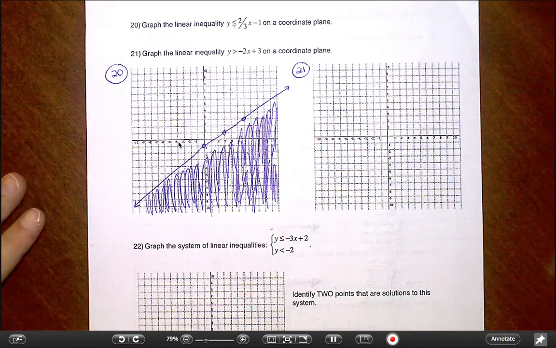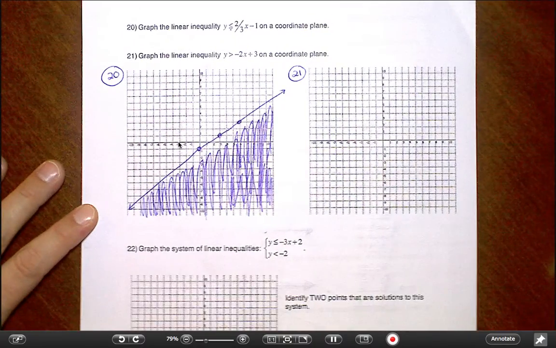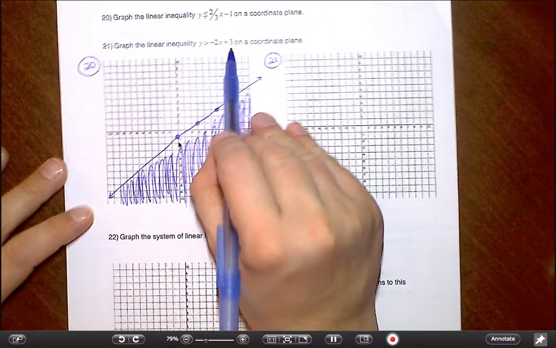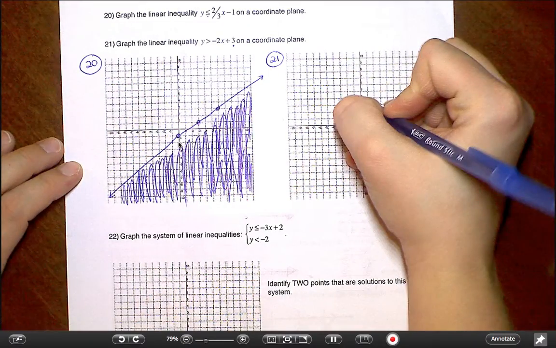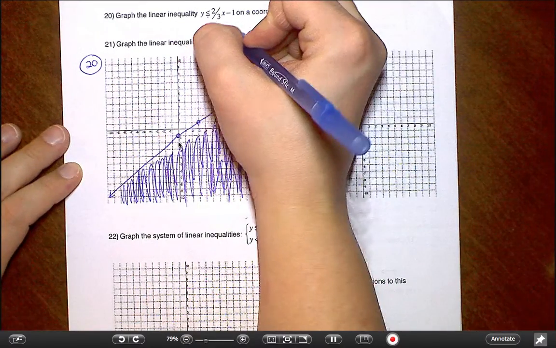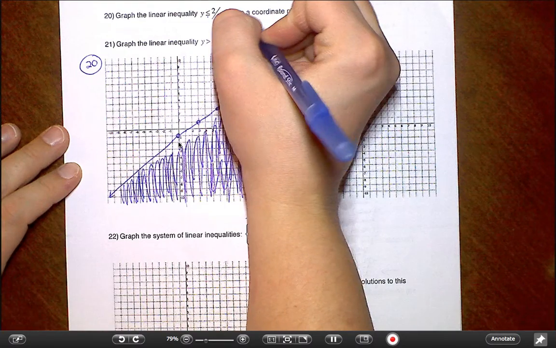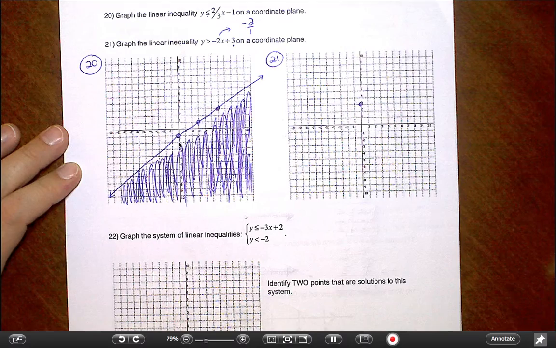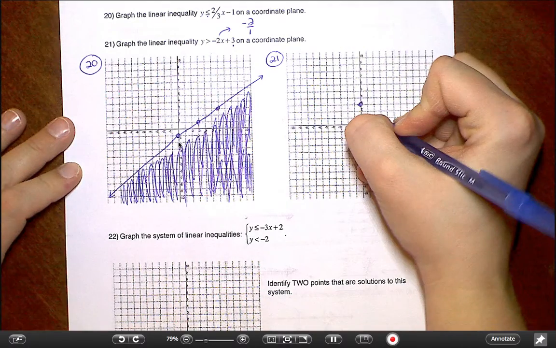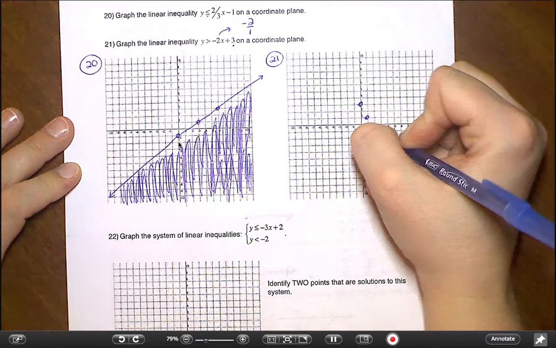Okay. And then let's look at 21. So 21, kind of the same deal. I'm going to start at my y-intercept, +3. Now my slope is -2, which we know is really -2/1. That means I'm going down 2 and right 1. So down 2 and right 1, down 2, right 1.